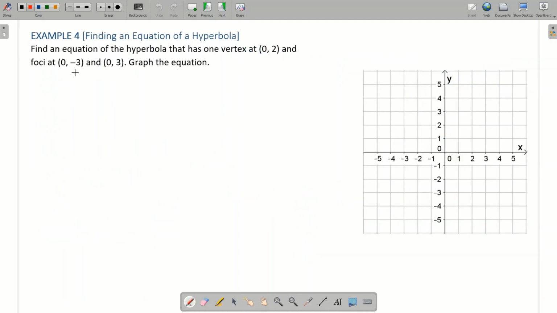Okay, next example says find an equation of the hyperbola that has one vertex at 0, 2, and foci at 0, negative 3, and 0, 3. So let's plot these. We've got a vertex at 0, 2. We'll label this as V1. Foci at 0, negative 3, and 0, positive 3. So this one will be F1, this will be F2. Now we know the center has to be the midpoint between the foci, so the center must be 0, 0.